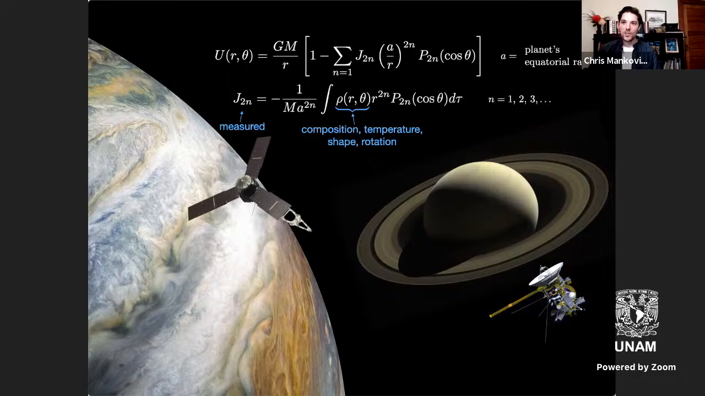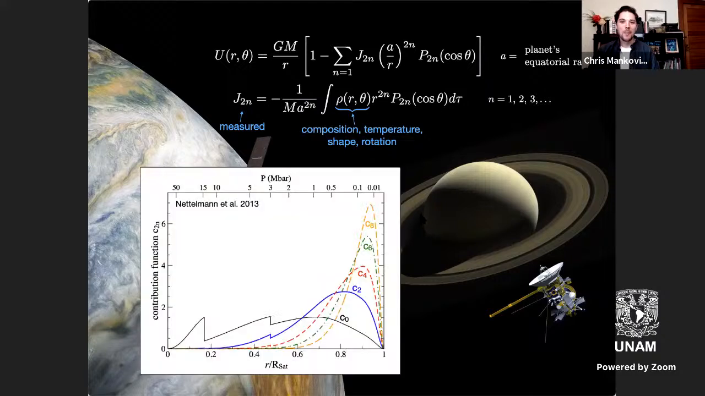The kind of unfortunate part about using these types of measurements to back out the density distribution of the planet is that you are integrating over the volume of the planet. So these are integral quantities. And as a result, each one is a scalar that tells you some integral. It doesn't necessarily uniquely tell you the distribution of those quantities.